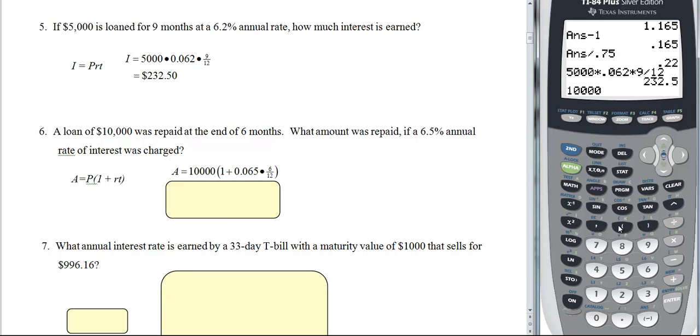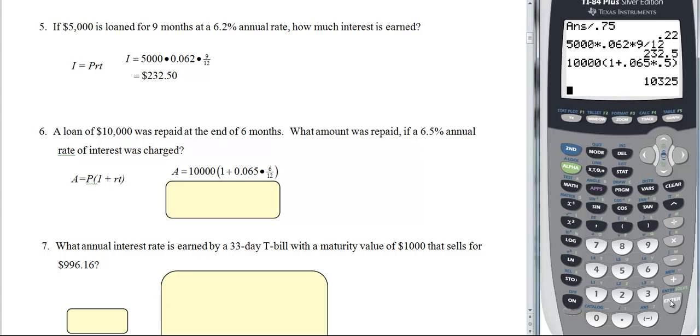So there's 10,000, my parentheses, 1 plus 0.065 times, I know that's 0.5, so I want to try it that way, into my parentheses. So it looks like in all we had to pay back $10,325. The $325 actually is the interest. If you subtract the amount borrowed, our principal, from our total amount, that also tells you how much interest.